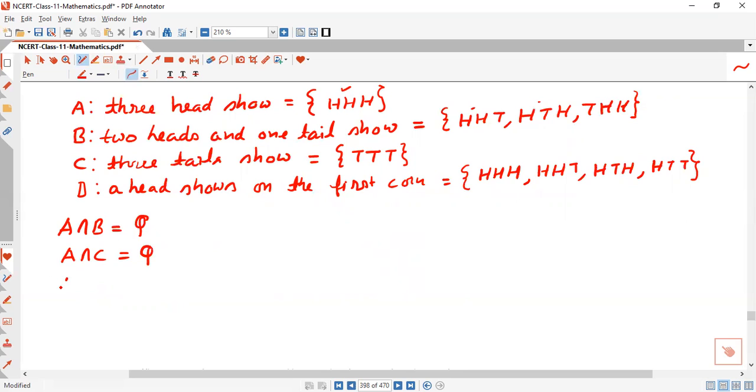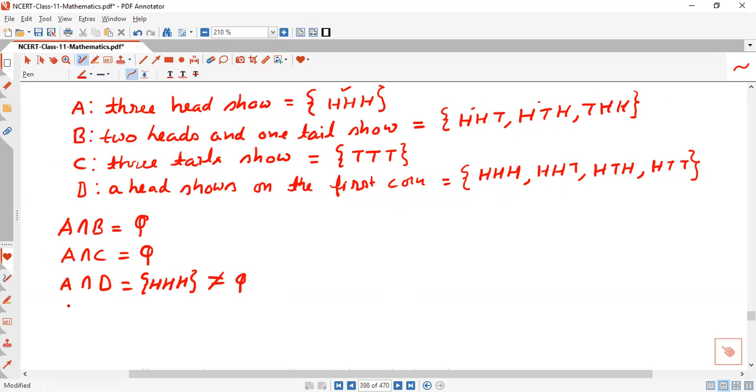Next, A intersection D. You see this one. In A, HHH is there, and in D, HHH is there. This one element is common only. So the common element is HHH. So it is not equal to phi.